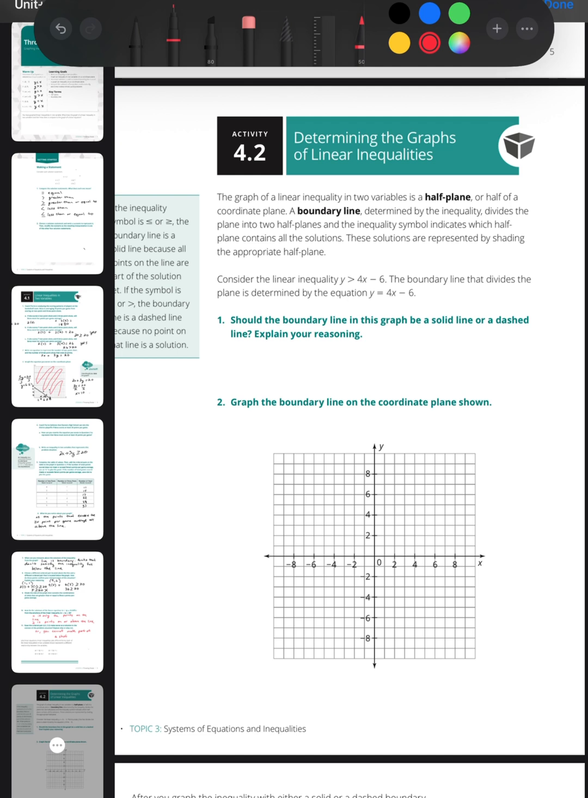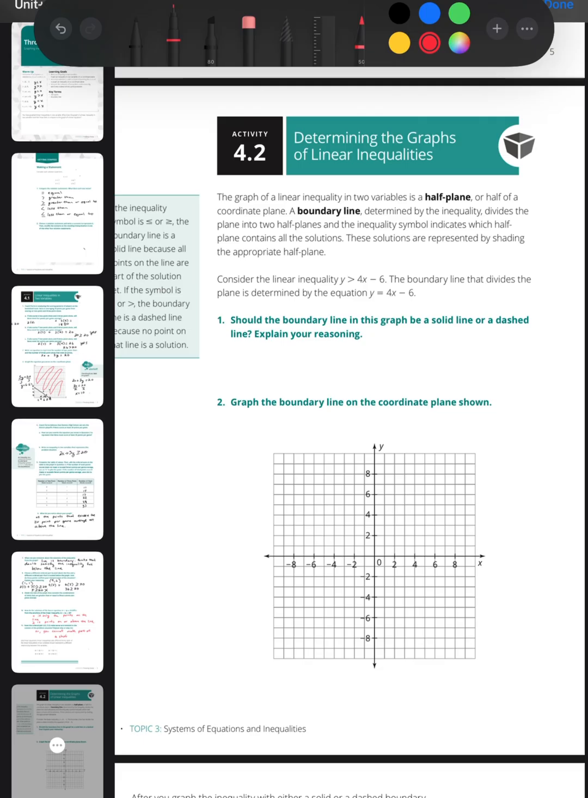So it says, consider the linear inequality y is greater than 4x minus 6. The boundary line that divides the plane is determined as if it was an equation, y equals 4x minus 6. But, as it asks, should the boundary line in this graph be a solid or dashed line?